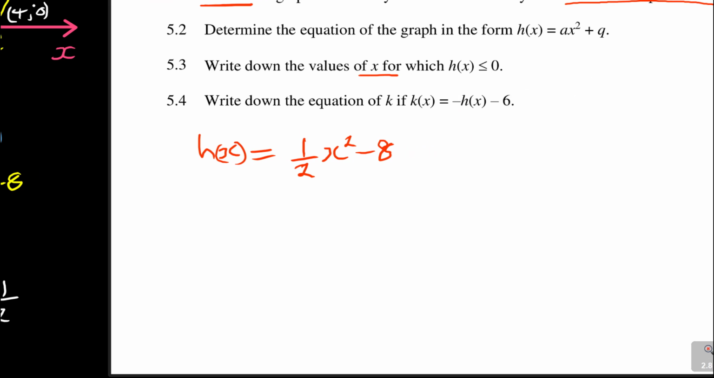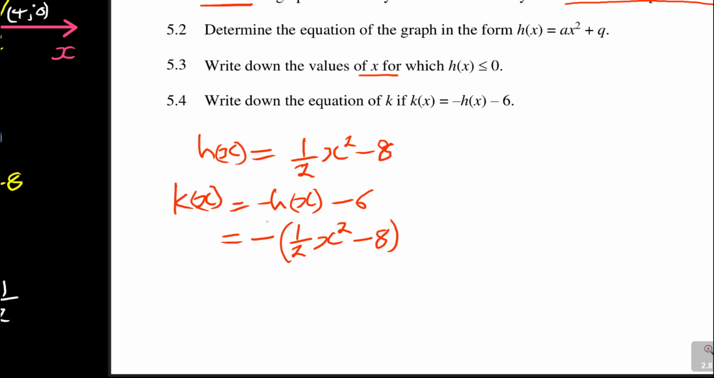So now they are saying k of x is equal to minus h of x minus 6. See what they're saying? So which is equal to, look what you do. For h of x, you say minus, you put a bracket, 1/2 x squared minus 8, because that is the h of x. It's minus this and then minus 6. Don't forget this bracket, because this negative must impact everything inside.